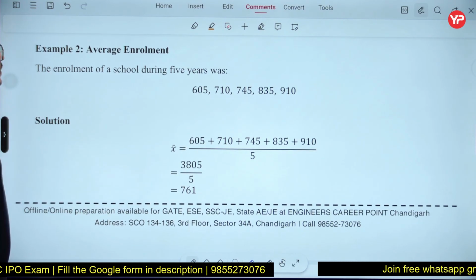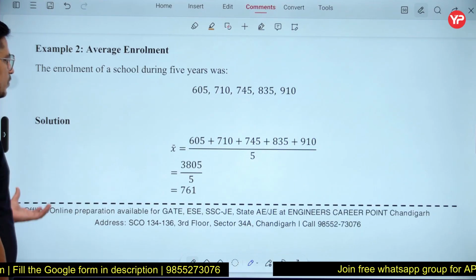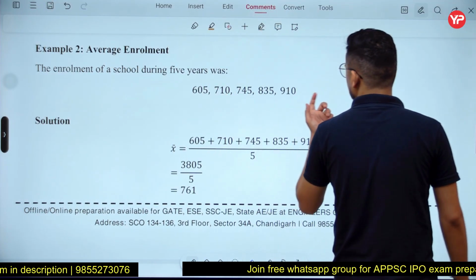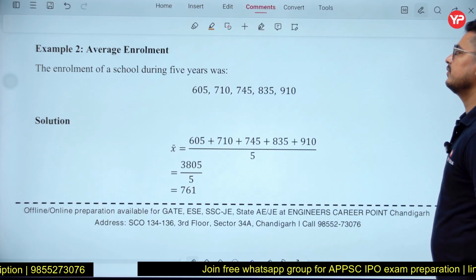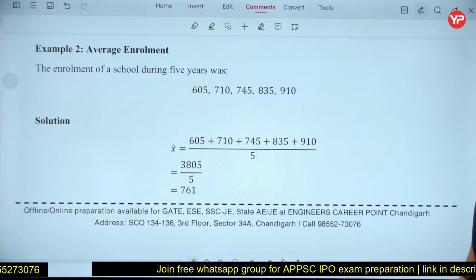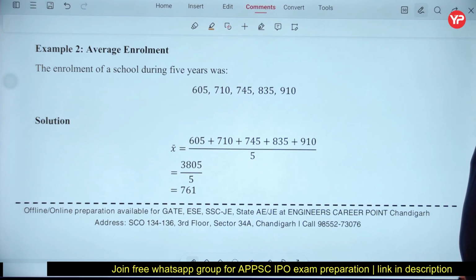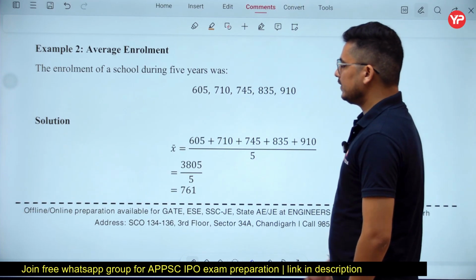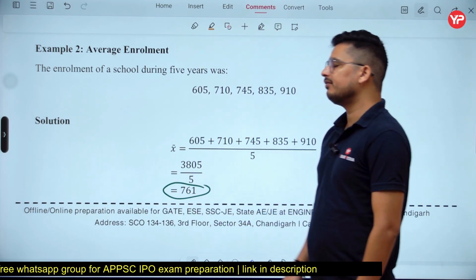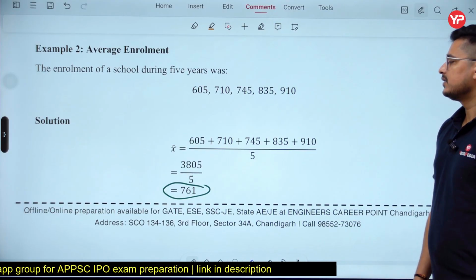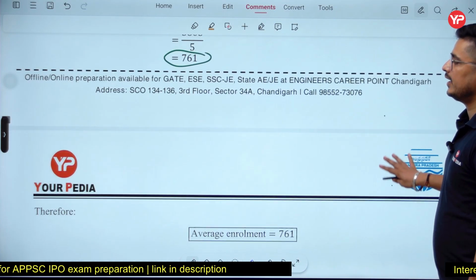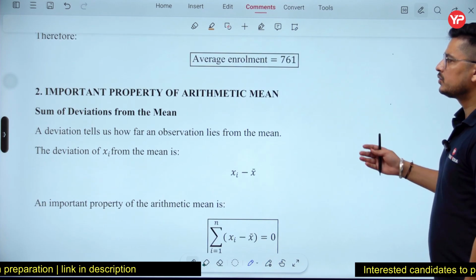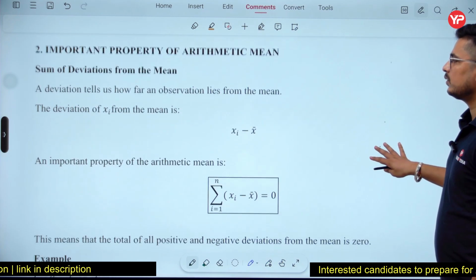Again, take the average enrollment in a school. In 5 consecutive years, the numbers of students enrolled in the school are 605, 710, 745, 835 and 910. If you calculate the average, we get a value of 761. It means that on average, every year 761 students enroll in that particular school.